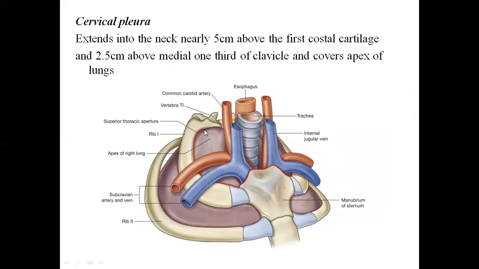Cervical pleura is the pleura covering the upper aspect of the lung, which is called the apex of the lung. It extends into the neck nearly 5 cm above the first costal cartilage. So the first costal cartilage is here, and 5 cm above it the pleura extends, and 2.5 cm above the medial third of the clavicle. The clavicle comes here and attaches to the sternum. So above the clavicle it extends around 2.5 cm, covering the apex of the lung.